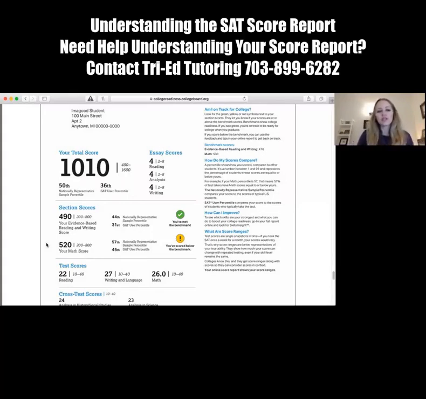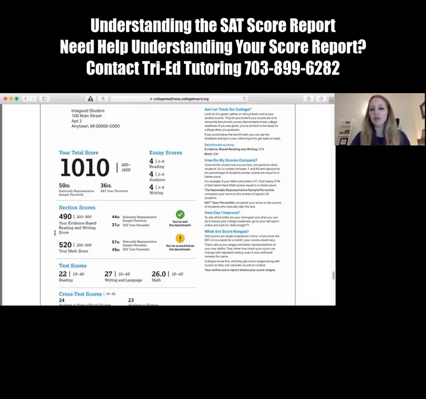So looking at the section scores, this gives you the breakdown between the two main categories, which is the reading and writing compared to the math. So the reading and writing was a 490, and the math score you can see was a 520. So of course you can tell that the math was a little bit of a stronger area, but again, those percentiles are really helpful. So we can see the 44th percentile compared to the 57th percentile.